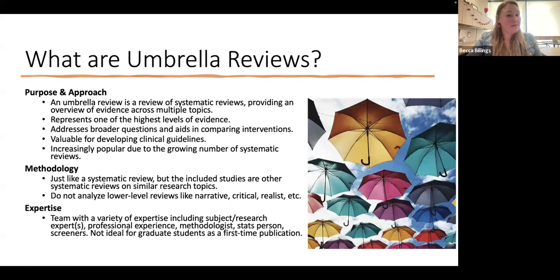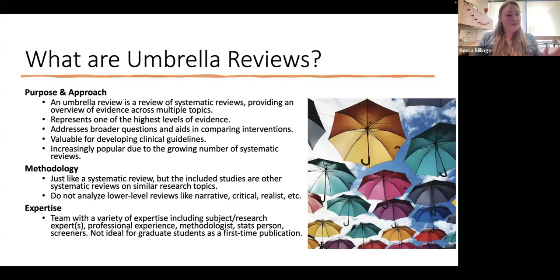All right, last up is umbrella reviews. Umbrella reviews are basically systematic reviews, but they are only analyzing other systematic reviews. So you're still getting an overview of the evidence on multiple topics. The umbrella reviews are usually a little broader with their question in order to encompass all of the other systematic reviews that they're going to be analyzing.